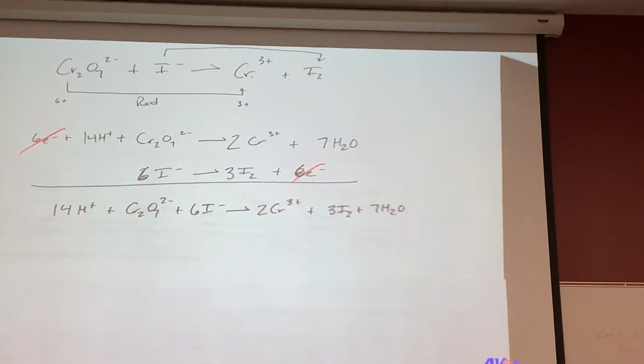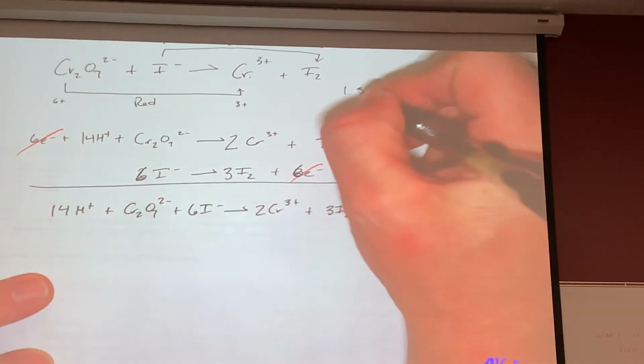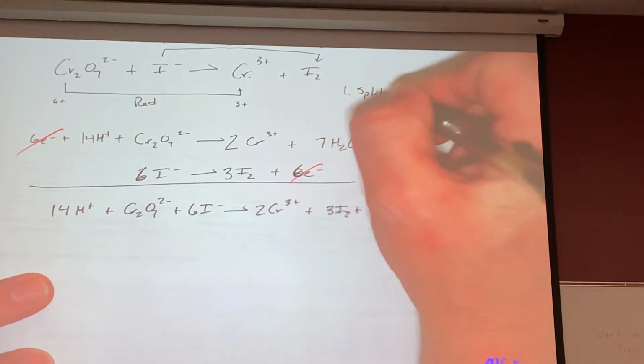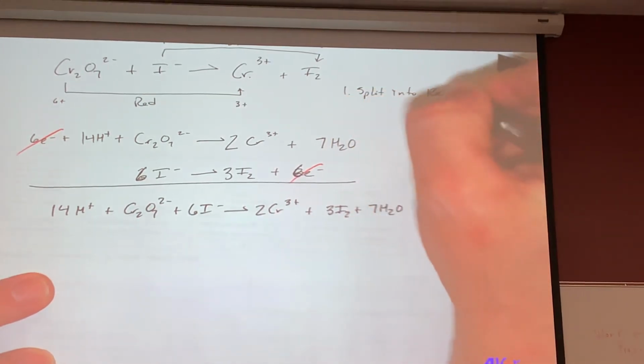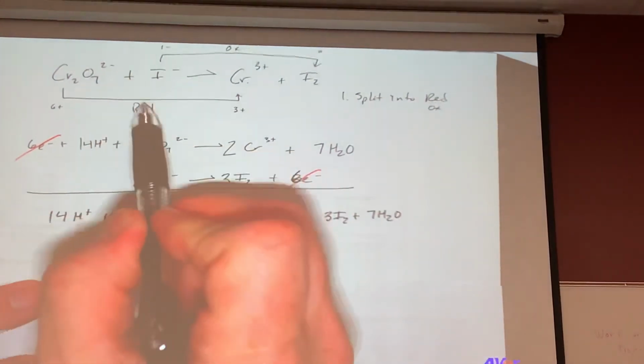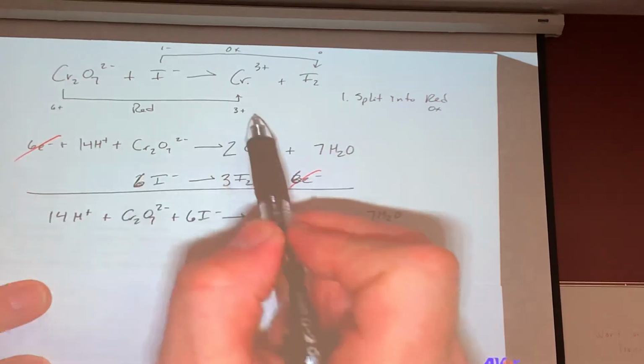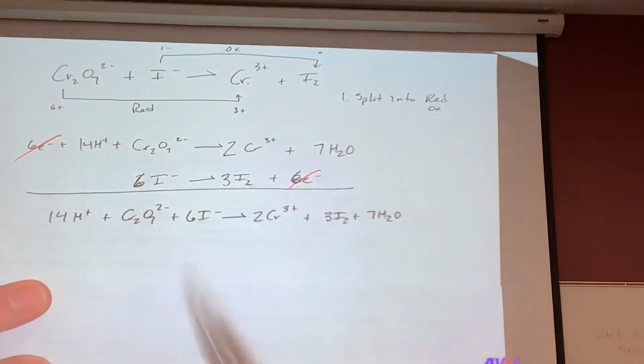How's that, Jared? Are you able to write the steps one more time? Okay, so 1, you need to split into reduction and oxidation reactions. So you have to find the half reactions. That's the purpose for going up here and looking at oxidation numbers and saying 6 to 3 is a reduction and negative 1 to 0 is an oxidation. That's the first thing.